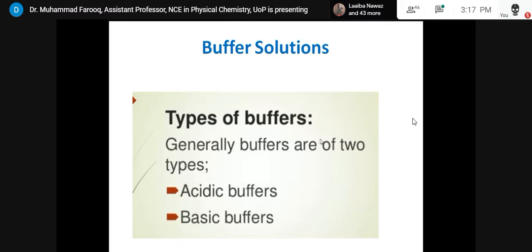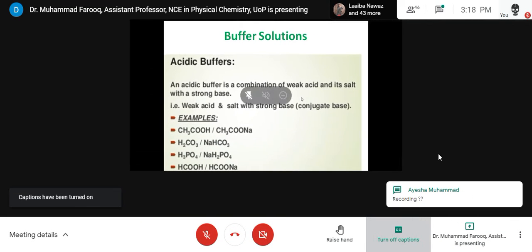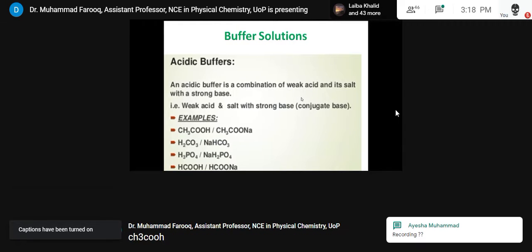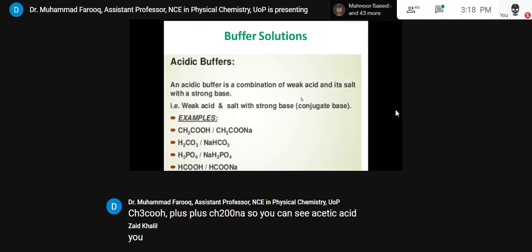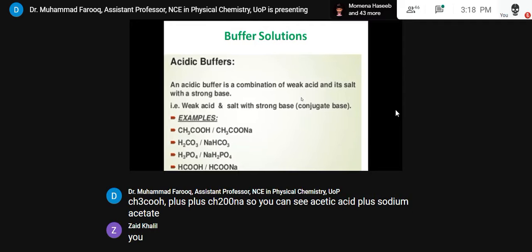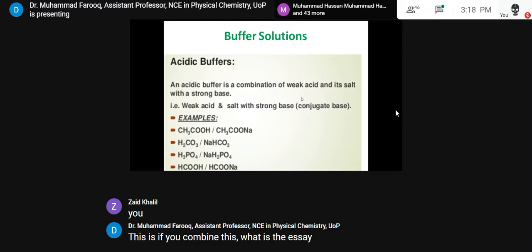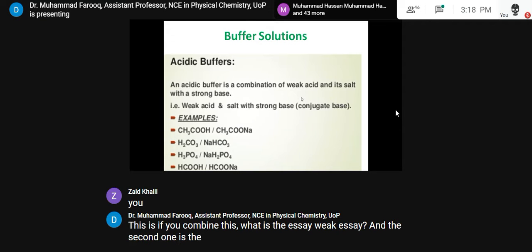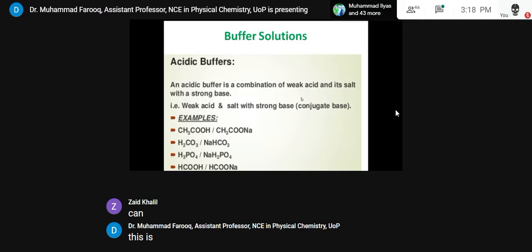Acidic buffer means a combination of weak acid and its salt. For example, CH3COOH plus CH3COONa. So you can see acetic acid plus sodium acetate. If we combine these, one is the weak acid, and the second one is the base, which is the conjugate base actually. So this is called the acidic buffer.